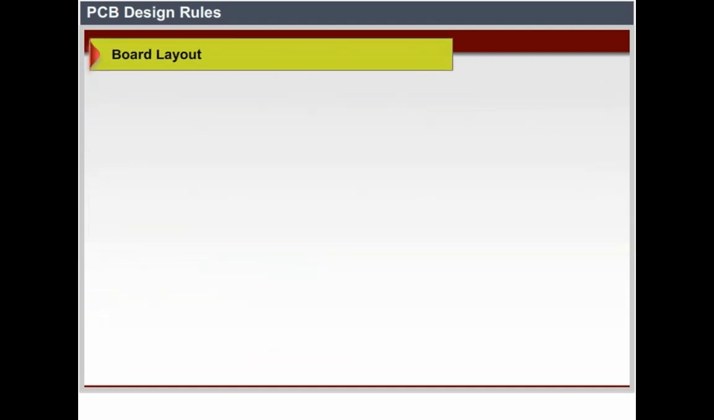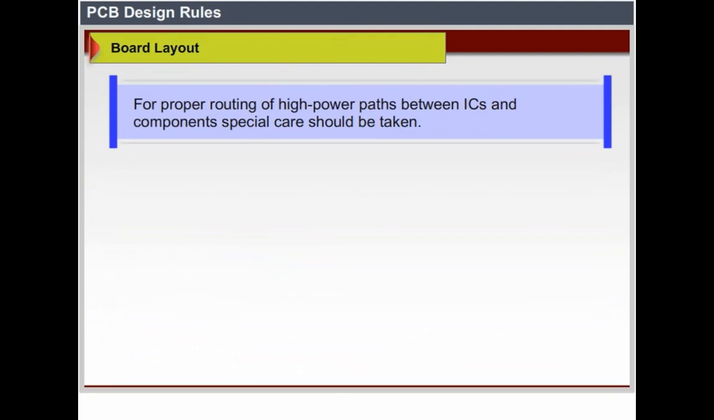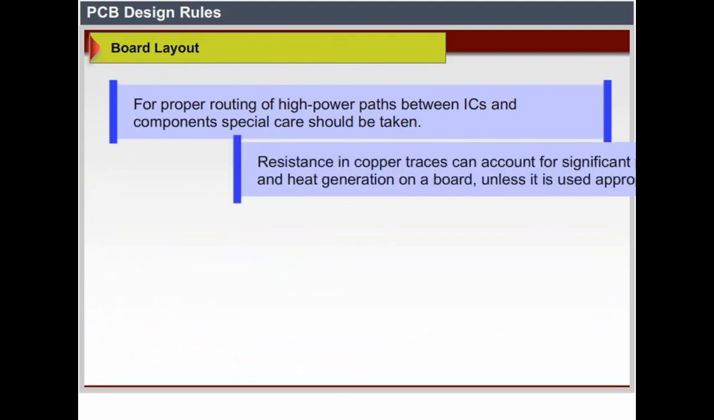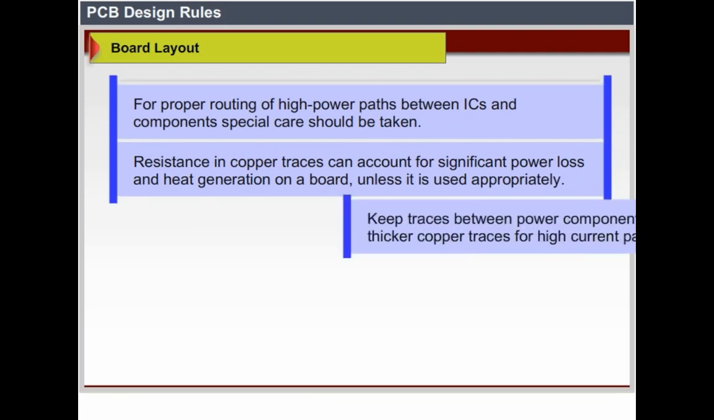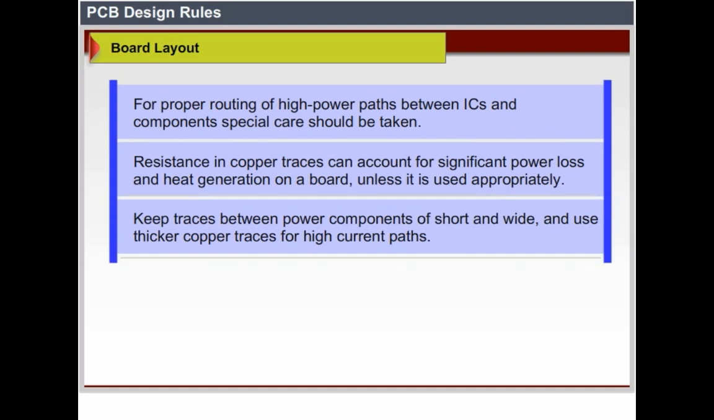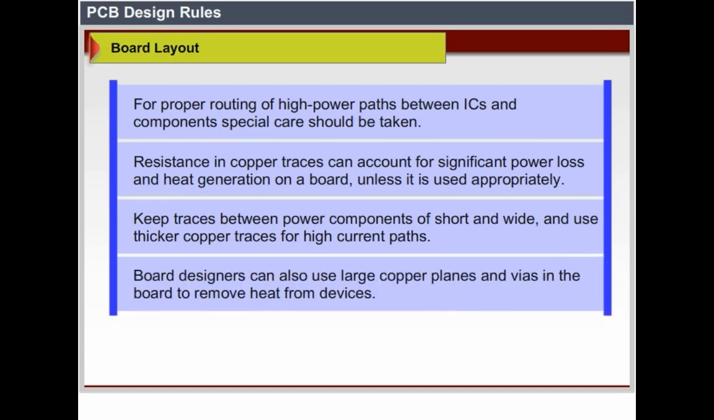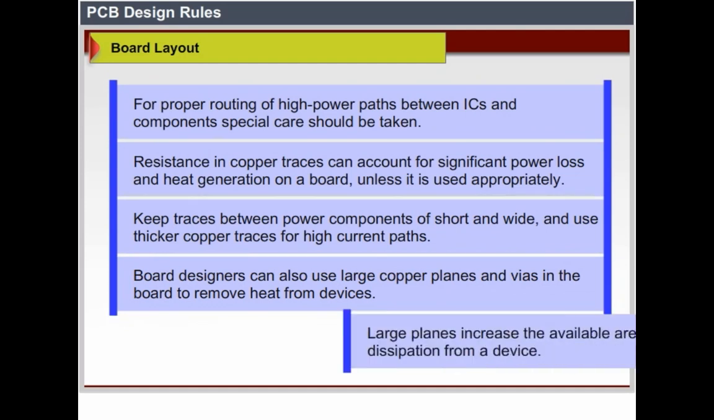Board layout. Special care should be taken to properly route high power paths between ICs and components. The resistance in copper traces can account for significant power loss and heat generation on a board if not used appropriately. Keep traces between power components short and wide, and use thicker copper traces for high current parts. Board designers can also use large copper planes and vias in the board to remove heat from devices.